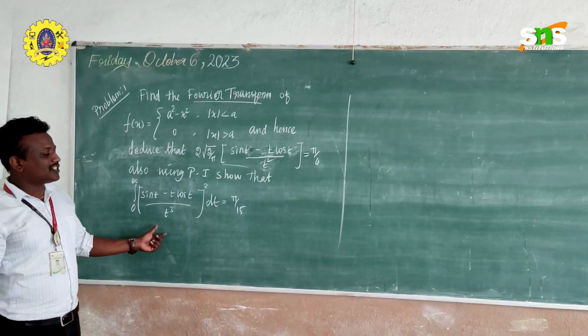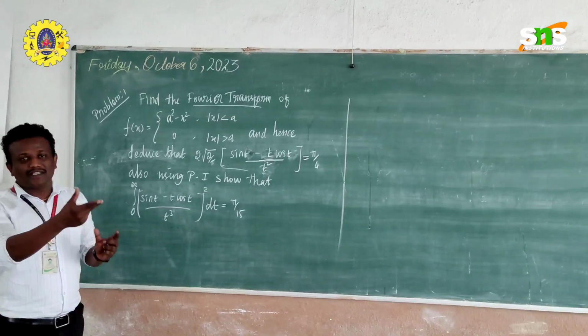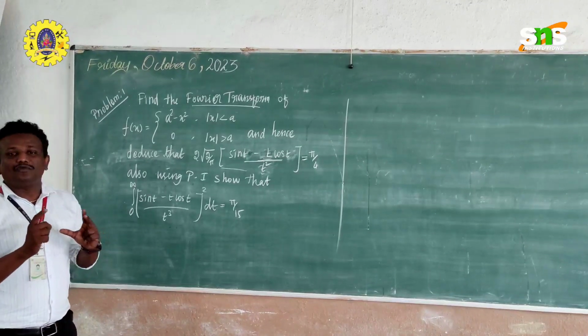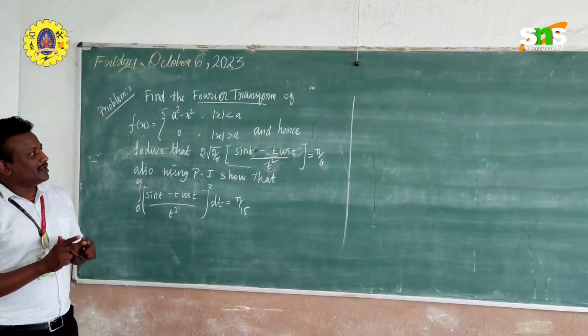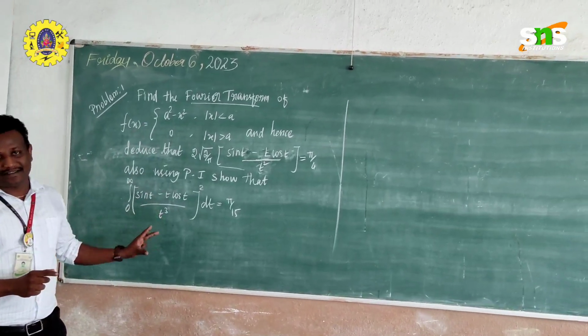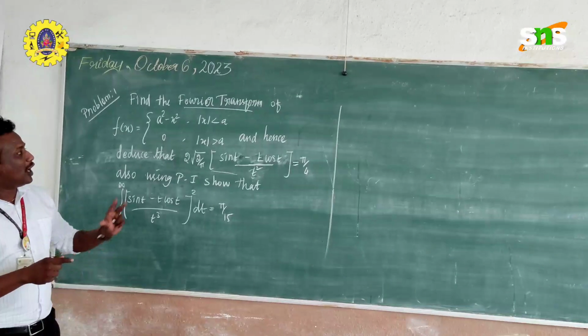There are two results. First Fourier transform formula, then inverse Fourier transform formula. Both of these joined together is what we call the Fourier transform pair. By using this Fourier transform pair, we are going to solve all these results. I'll let you know one by one how to solve it.